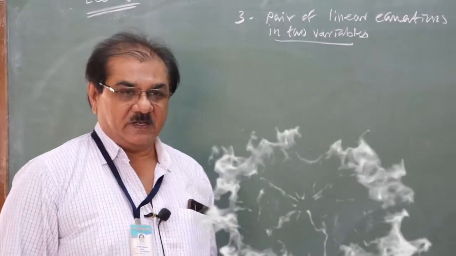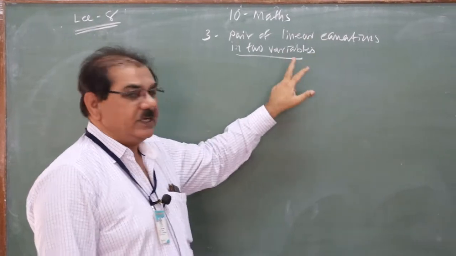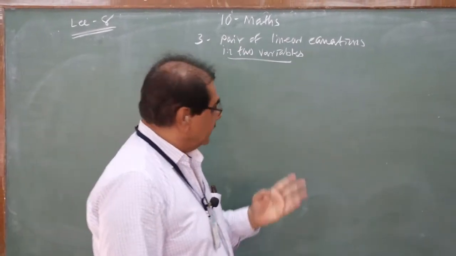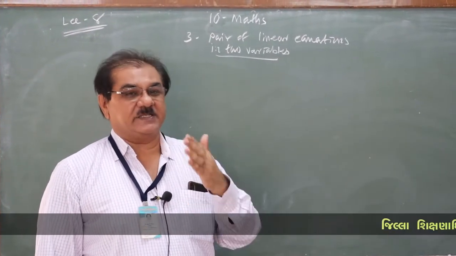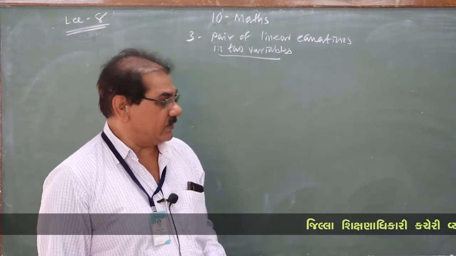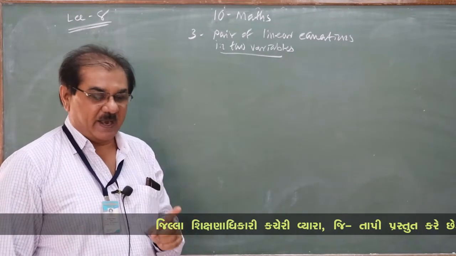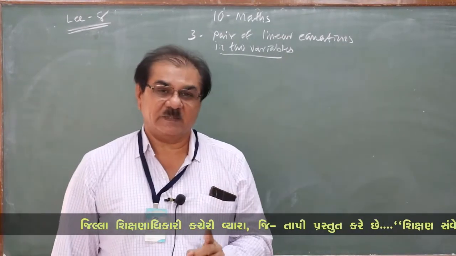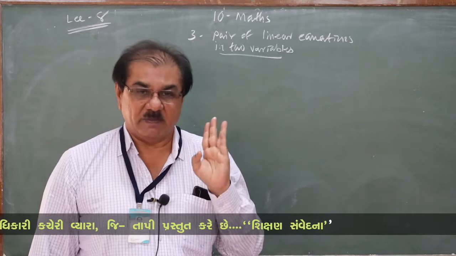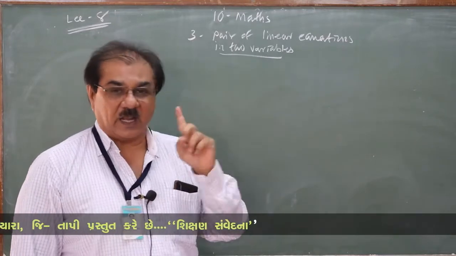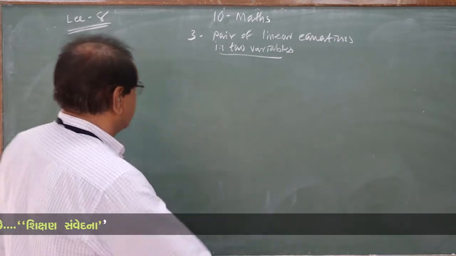In this chapter, we have studied certain methods to solve pair of linear equations in two variables. And these pairs are a1x plus b1y plus c1 is equal to 0, and the second is a2x plus b2y plus c2 is equal to 0, as you know. We have learned three methods up till now to solve the paired equation. First was the graphical method, second was the method of substitution, and third was the method of elimination. And now today we are going to learn the last method to solve the paired equation in two variables, that is the cross multiplication method.